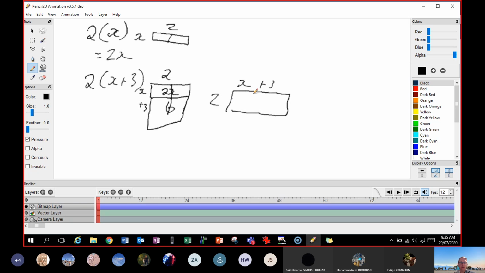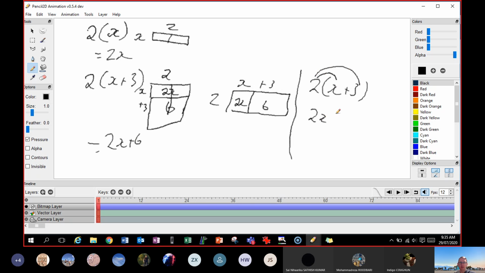So if that's my length of x, I've got 2 x's here, and 2 by 3 would give me 6. So I've got 2x plus 6. So this expanded would be 2x plus 6. Another way that you can do this, don't forget, that's the array model, and a lot of you guys probably do this, you just do multiplication, which is 2x, and that would give you 6.